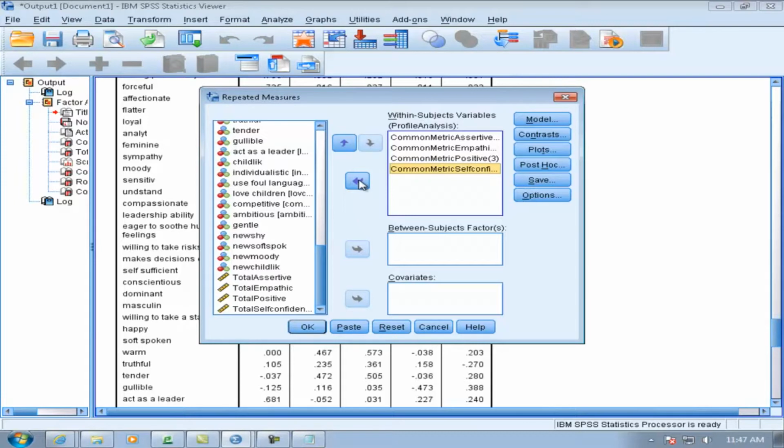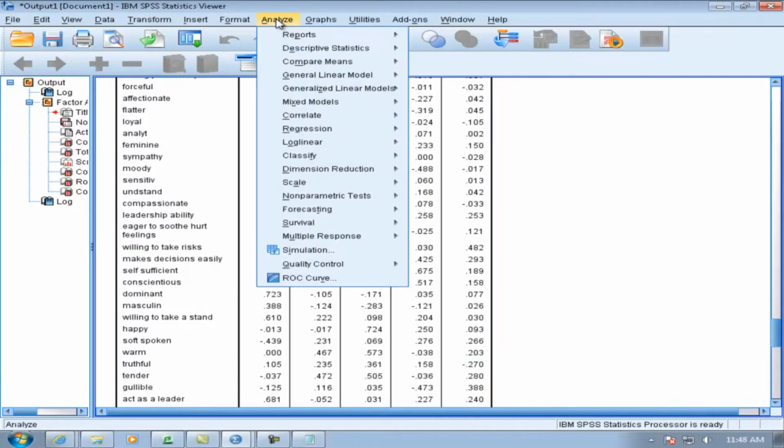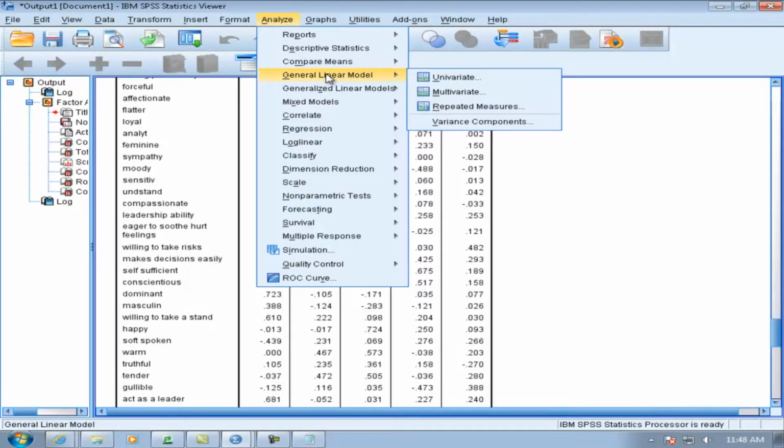Okay, let me start all over, okay? Let's start all over the whole thing. Cancel. I'm going back to analyze. You pick me up wherever you're at now. Analyze. I'm going to general linear model, GLM. Linear model. Then I'm going all the way over here to repeated measures. You see how I got to repeated measures?